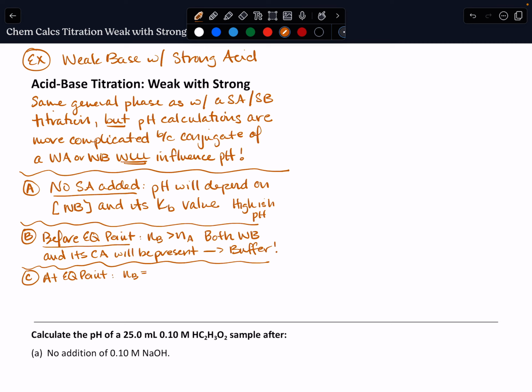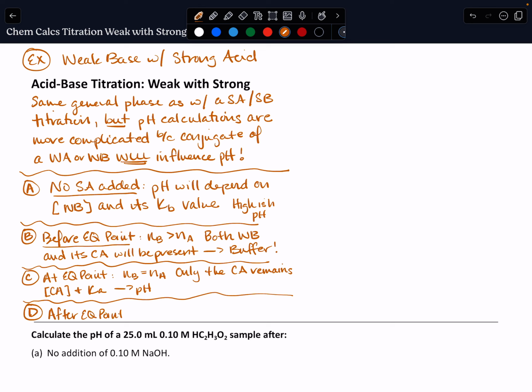C, we're going to be at the equivalence point. That means the moles of the base will be equal to the moles of the acid, and at this point, only the conjugate acid remains. So we'll need to use the concentration of that conjugate acid and its Ka to determine the pH. Again, we'll write an ionization because it's a conjugate acid, and we'll use that to determine the concentration of H plus present, and then we can calculate pH from there.